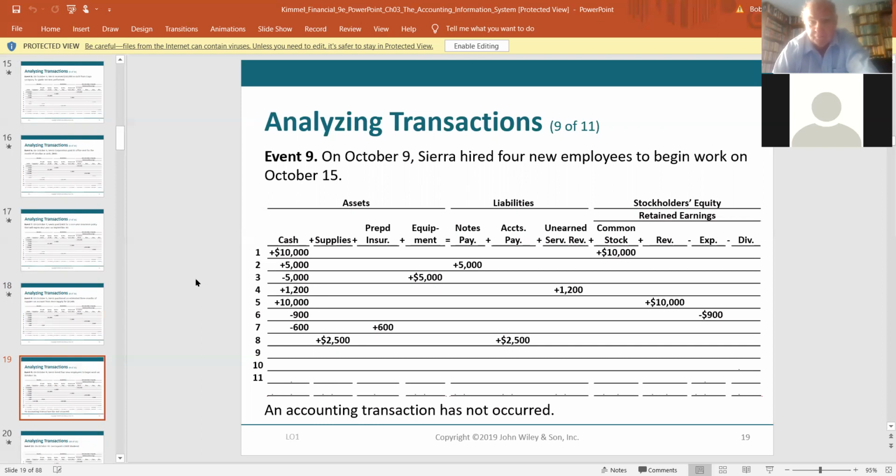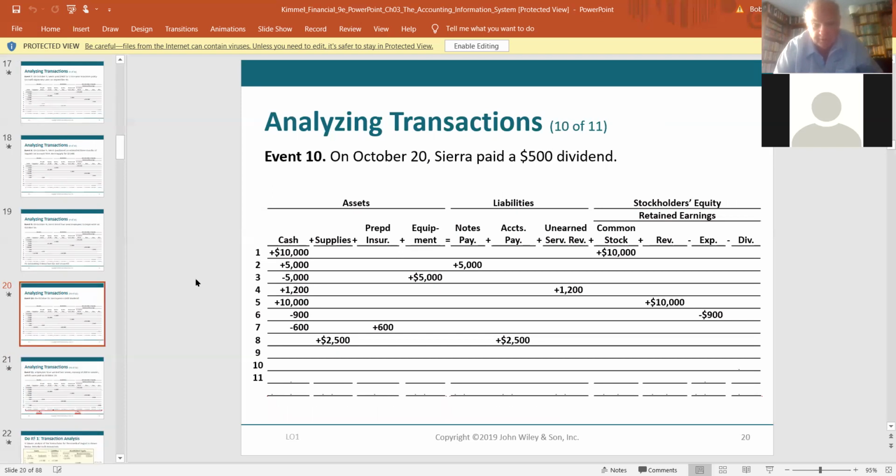Here, they hired 4 new employees to begin work on the 15th. Oh, excuse me. Sierra hired 4 new employees to begin work on October 15th. Is that a transaction? The answer is no. All they did was hire somebody. So there should be no transaction there. And they're not showing anything.